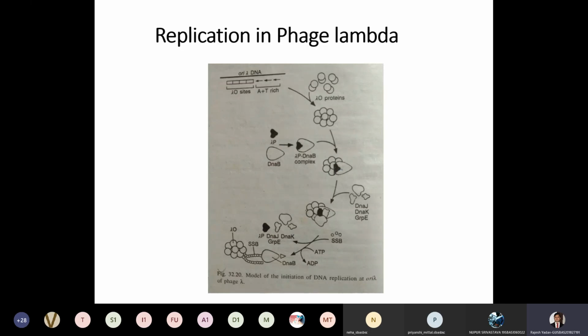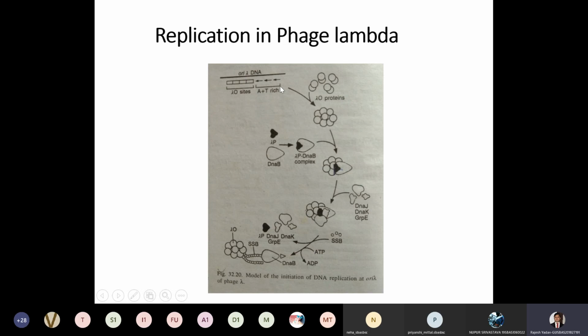All the steps are similar, only the difference is the initiation process. So I will explain how the initiation occurs in the phage lambda. In the phage lambda, the origin is called origin lambda, as in the bacteria the origin was called origin C. And in the phage, the origin is called origin lambda. So this is the origin lambda.